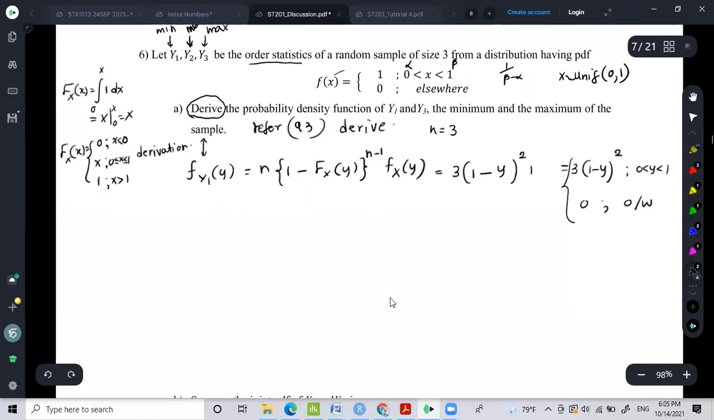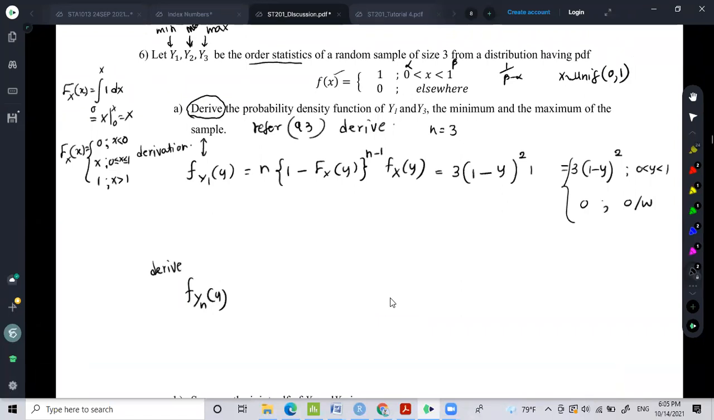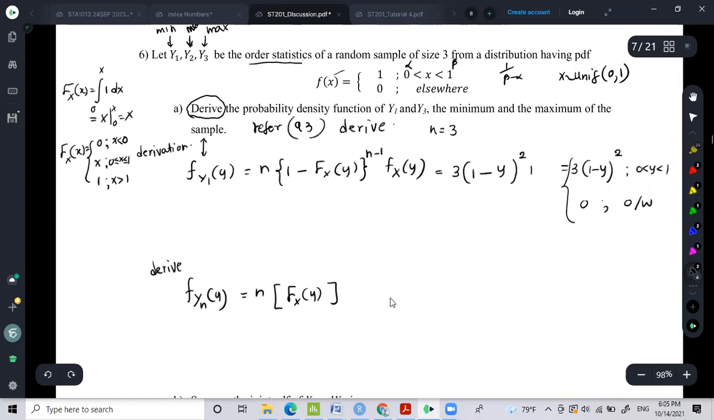In a similar manner, you have to find the maximum, f_Yn. Again, you have to do the derivative. You have to do the derivation, like in question number 3. And then you'll end up with this one. For the maximum, n is 3. f(x) is there. F(x) is x. F(y) will be y to the power 3 minus 1, which is 2, and f(y) is 1. So that's it, 3y squared. So this will be the maximum.